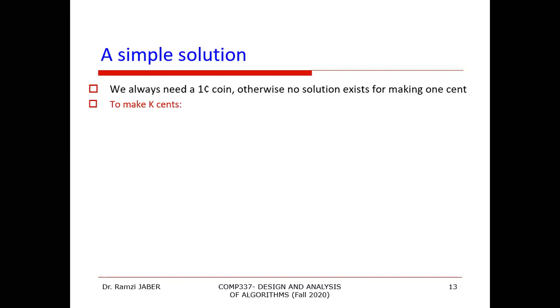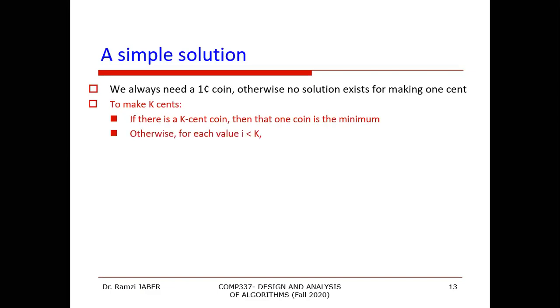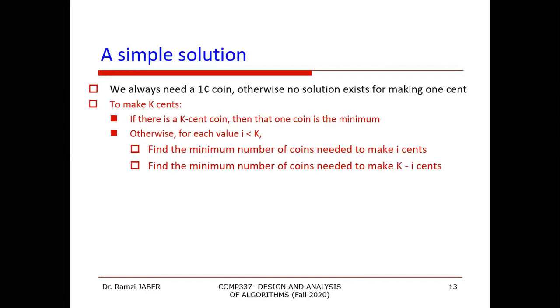So, to make K cent, this is a simple algorithm. If there is a K cent coin, then that one coin is the minimum. إذا بدنا نجيب 10 سنت، الأماونت تبعنا 10 سنت وعندنا نحن 10 سنت، فهي 1 coin 10 سنت أو 25 سنت أو whatever, okay? Otherwise, for each value I less than K, find the minimum number of coins needed to make I cent, and find the minimum number of coins needed to make K minus I cent. مثل الجريدي هون عم نستعمل جريدي's algorithm. Then choose the I that minimizes this sum.